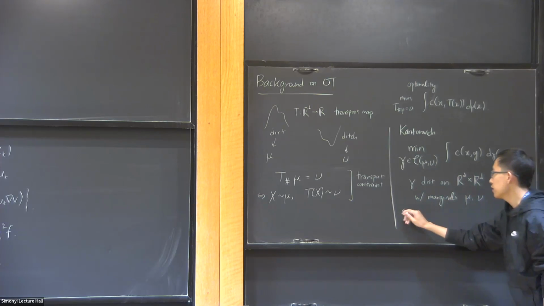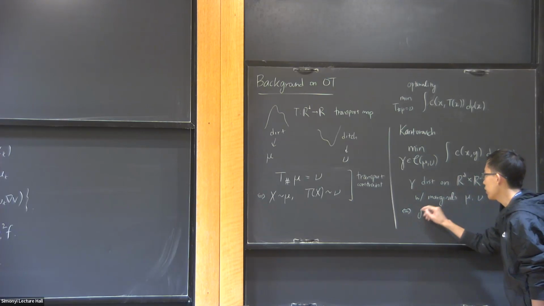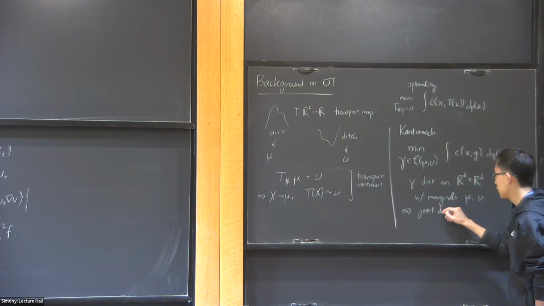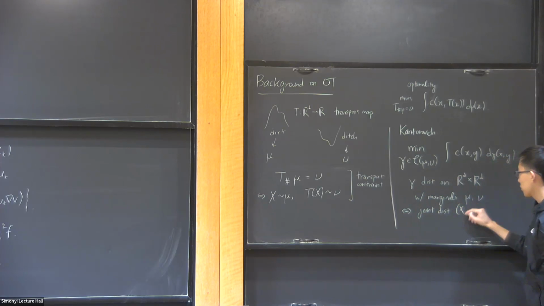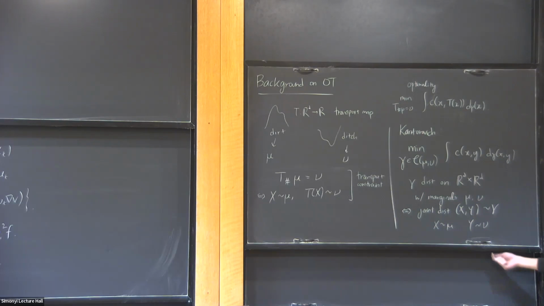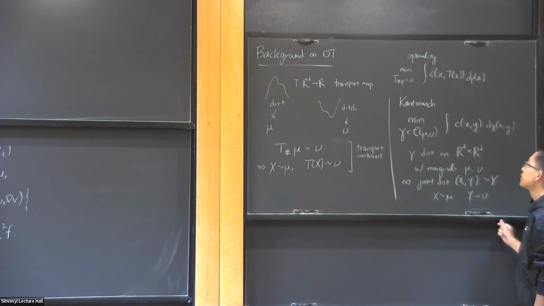Okay, so equivalently, I want to find a joint distribution of X and Y such that the individual random variables are drawn with the distributions mu and nu respectively. So this is a coupling, also well known in probability. So now they can be correlated in any way, as long as the marginals are right. Yes, you are looking for the optimal one.